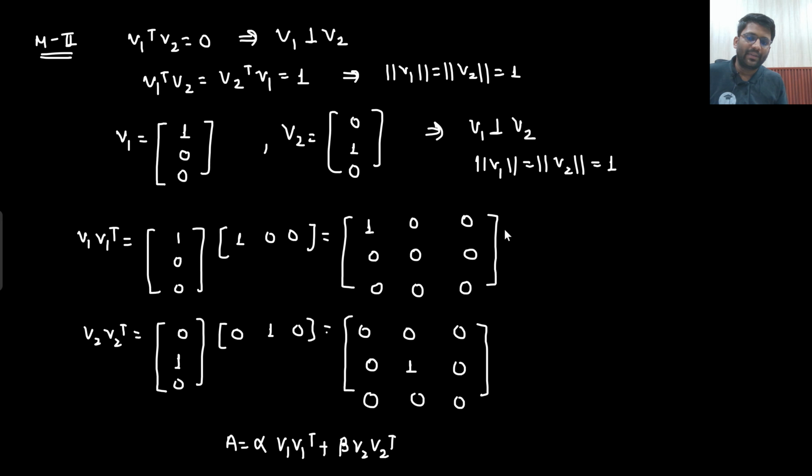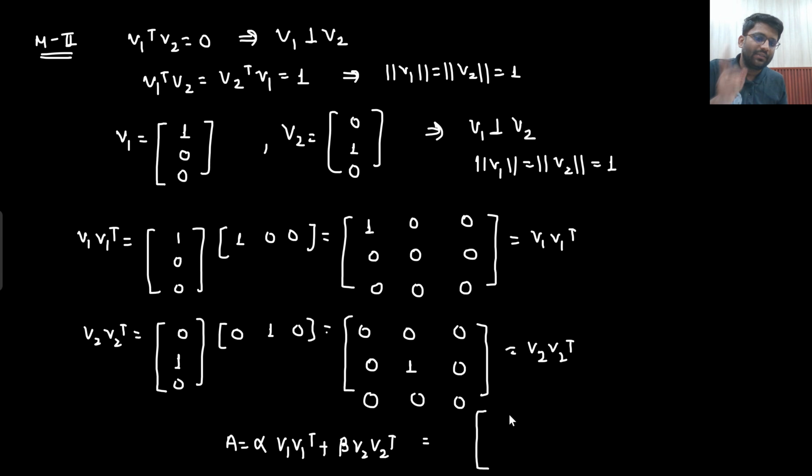So multiply this matrix. This is nothing but V1 into V1 transpose, no? And this is nothing but V2 into V2 transpose. So multiply this matrix with beta. What will you get? Here you will get beta. And multiply this matrix with alpha. Here you will get alpha. Then add both of them. What matrix will you be getting? So this kind of matrix I will be getting. Multiply this matrix with alpha.